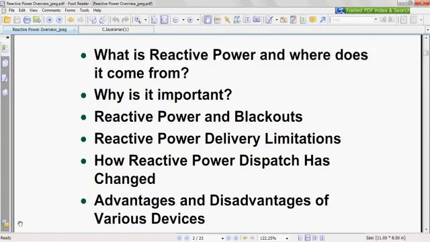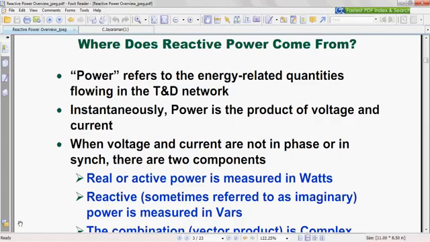In this video we are going to cover reactive power: where does it come from, what is its importance, reactive power and the major blackouts, the reactive power delivery system, and how reactive power is related with the dispatch system. And at last, the advantages and disadvantages of the devices which produce the reactive power. Before we go further, let's try to understand what reactive power really is and where it comes from.